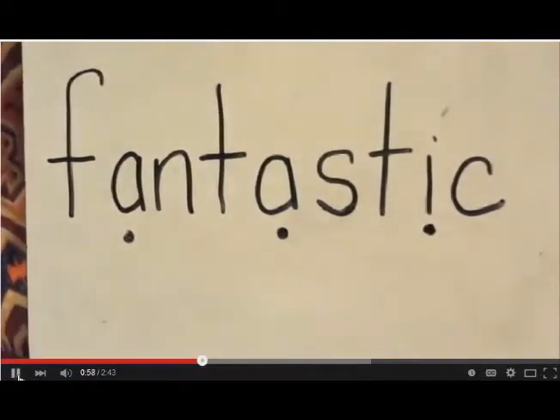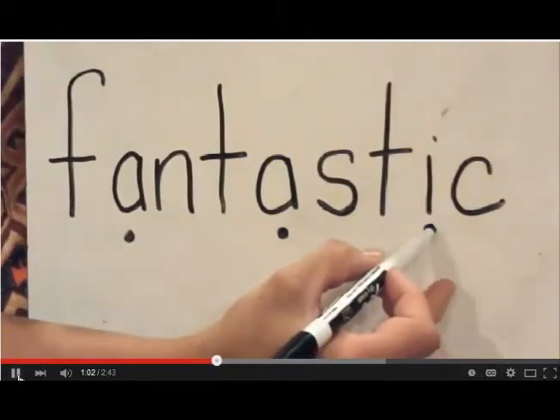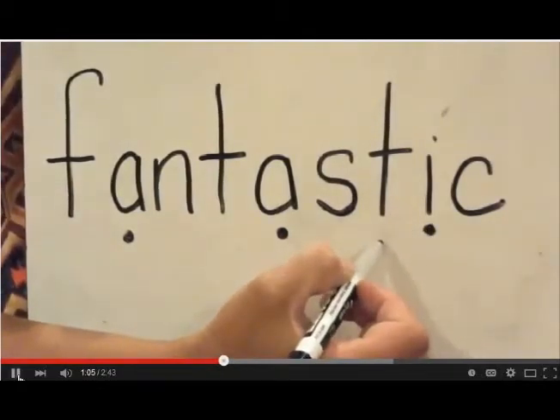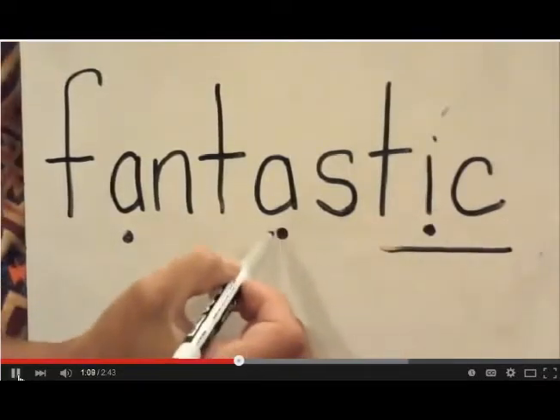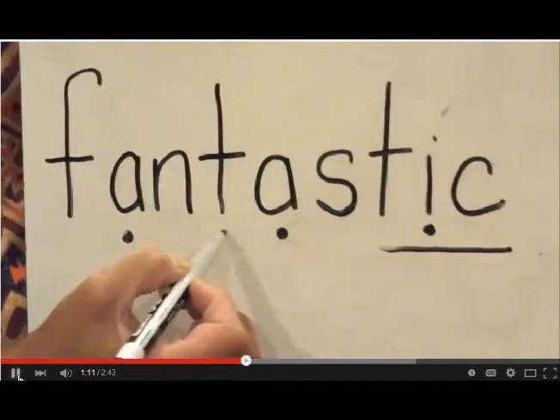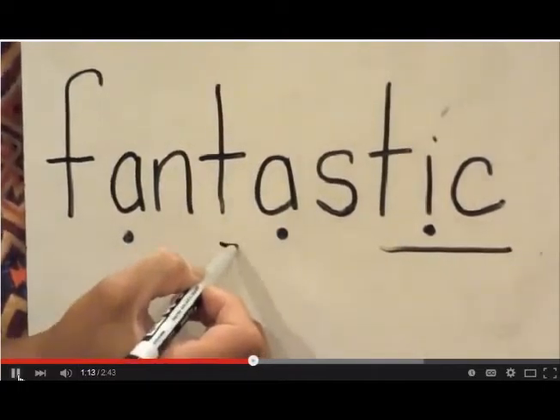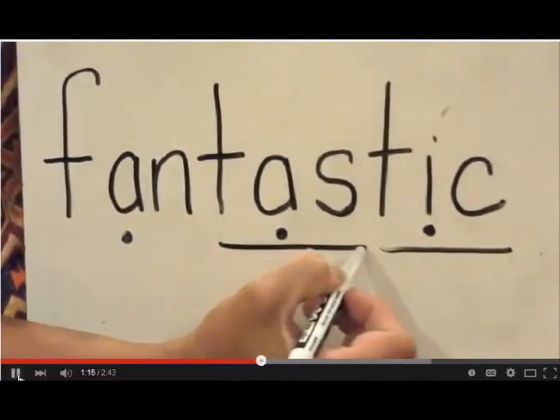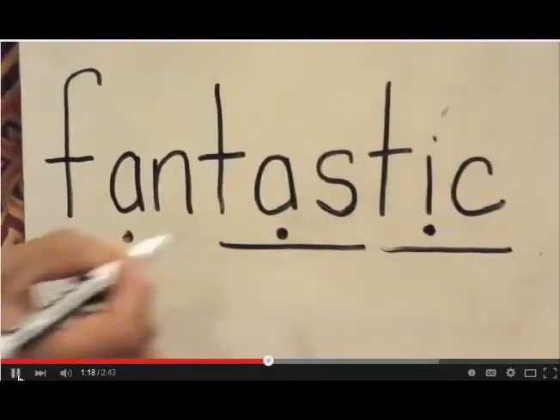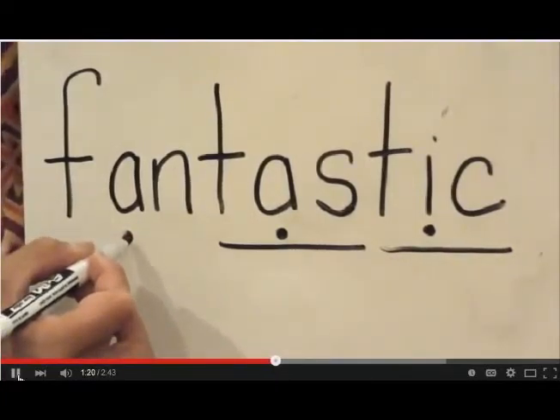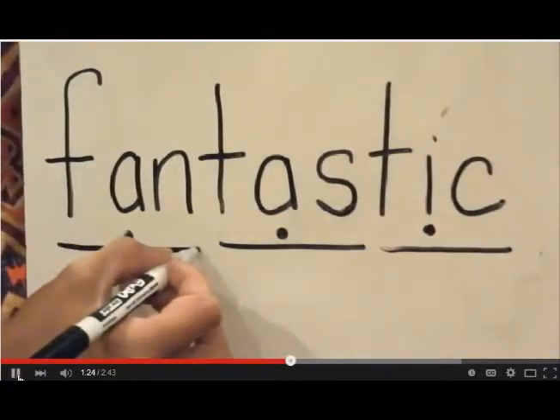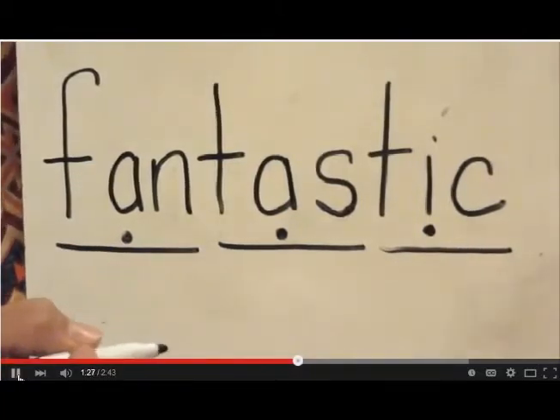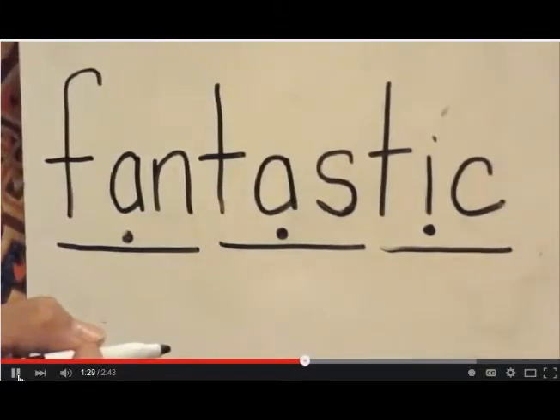Then I'm going to go to the end of the word and find the vowel and move backward one letter and underline the syllable. Then I'm going to go to the next vowel, again move backward one letter and underline the next syllable. Then I'm going to move to the last vowel and again go backward one letter and underline the syllable.